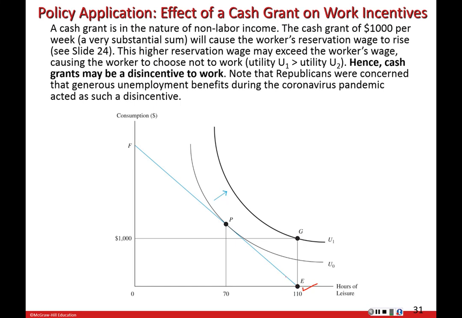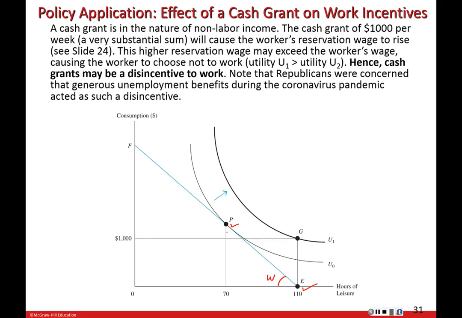As you can see here, his wage is that slope, W, that's his hourly wage. And his best point, the combination of leisure and consumption that maximizes his utility, is point P, where the indifference curve labeled U0 is tangent to the budget line. So this is the consumer's optimal point to begin with.